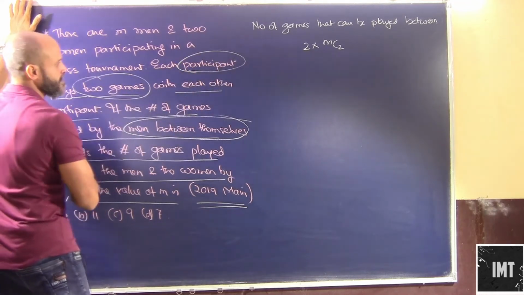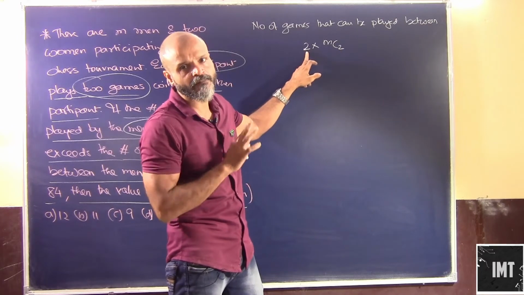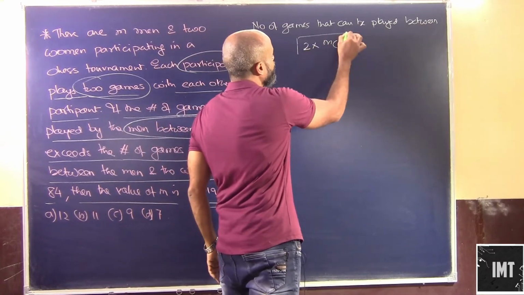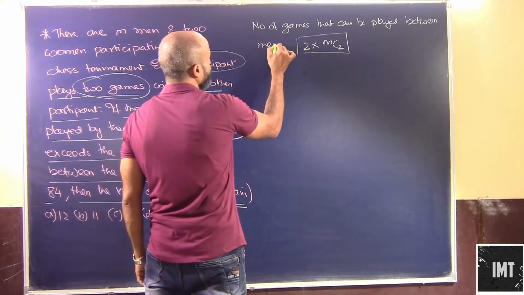Here we are being told that each participant plays 2 games. So first of all we have selected 2 participants out of m, and each of them will be playing 2 games. So this will be the total number of ways in which games can be played between men.